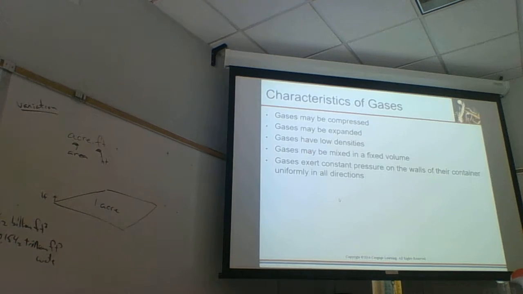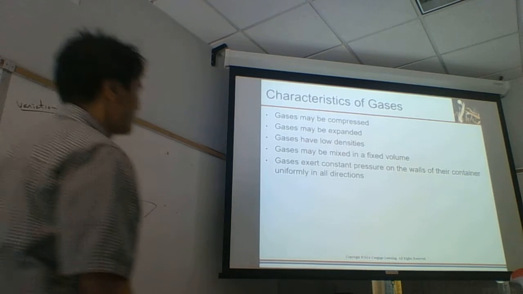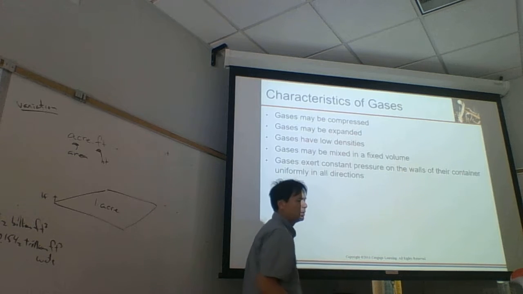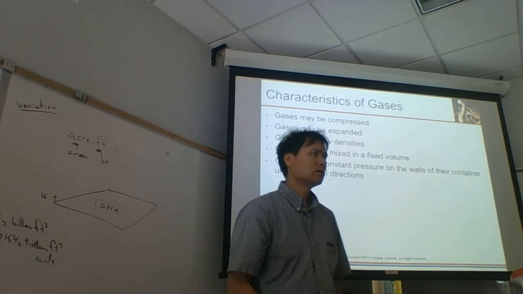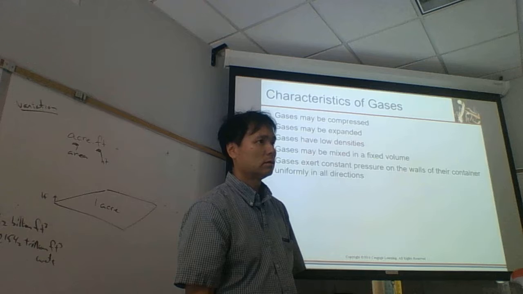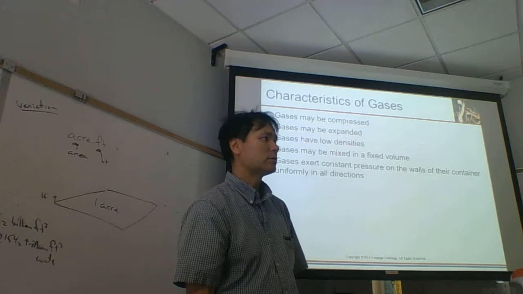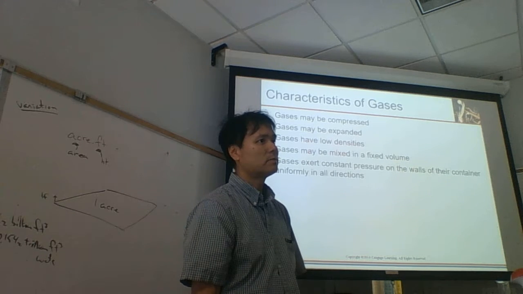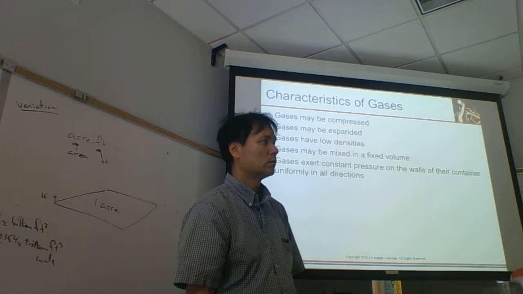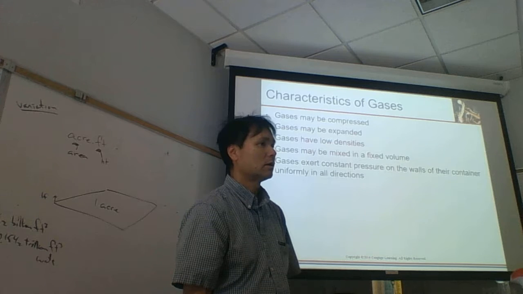So gases can be compressed or expanded because gases consist of a lot of empty space. Gases have low densities. Do you know about what the density of a gas is compared to water? Water has a density of about 1 gram per milliliter. Gases have a density of about what? Would you say 1,000 times less, 100,000 times less, 1,000,000 times less, 1,000,000,000 times less, 1,000,000,000,000 times less? What makes most sense? Gases are less dense. How much less dense?